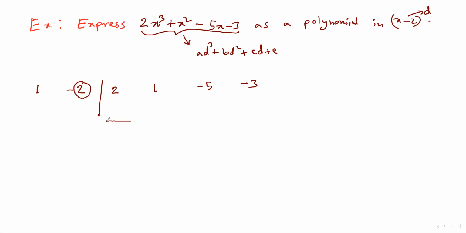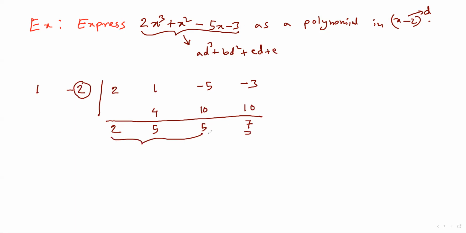So let's start the process. So 2 comes down directly. Multiply 2 by 2 to get 4 here. So we have 5. Multiply 5 by 2 to get 10 here. So the 10 minus 5 is again 5. Multiply 5 by 2 to get 10 here. So 10 minus 3 is 7 here. And we understand that this 7 is the remainder and this part is the quotient.